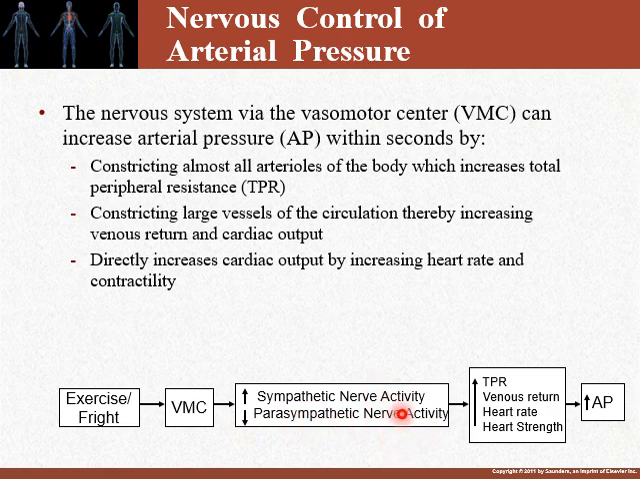These two effects, especially the sympathetic when we increase it, will increase the total peripheral resistance. Okay? It increases the peripheral resistance through vasoconstriction. Also, it will increase venous return. Also, because of the vasoconstriction of the veins, it will increase venous return.